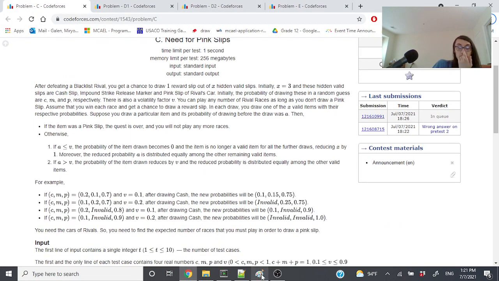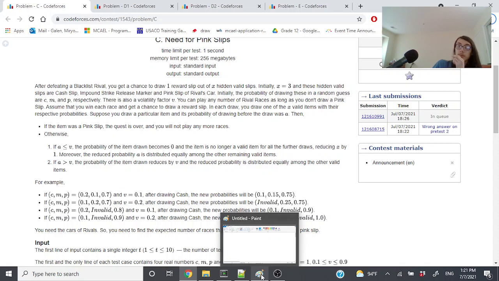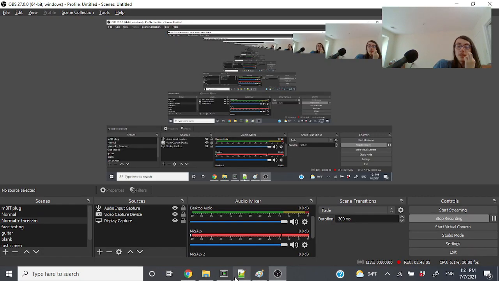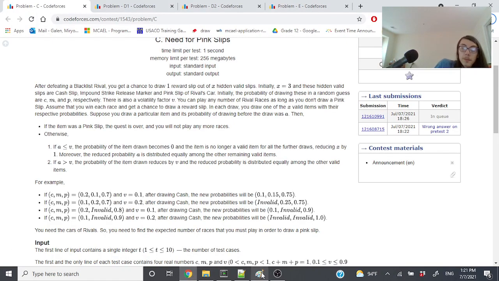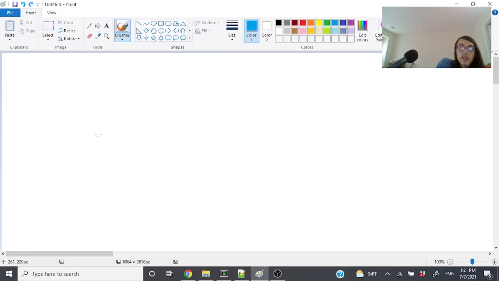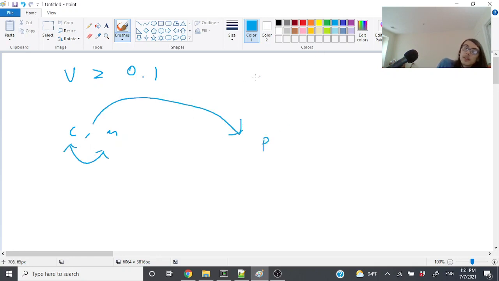It's probability. So, I think this statement is convoluted enough that I shouldn't be going over statements anymore. So I'll just do the explanation. So if you pick P, you're done. So suppose you pick C or M. The important constraint here is that V is greater than or equal to 0.1, which means that if you pick C or M, half of that might go to the other one, but half of it automatically goes to P, which is basically V over 2, which is at least 0.05.